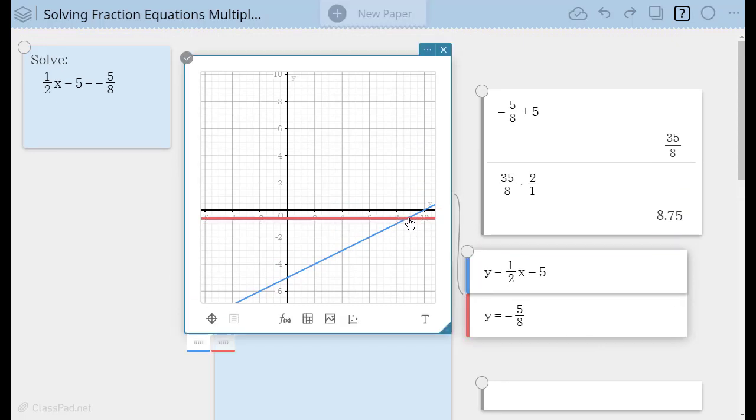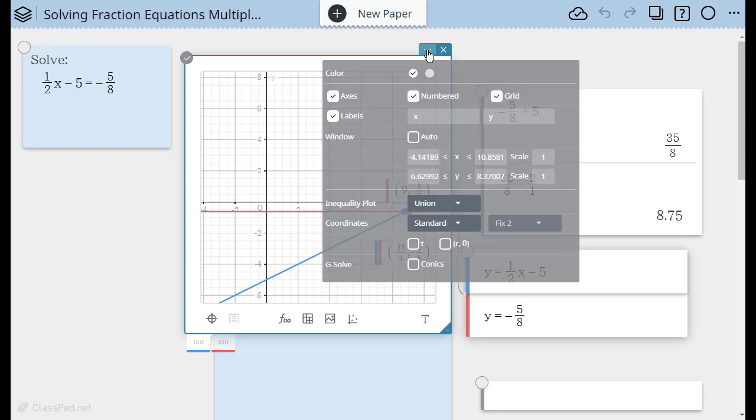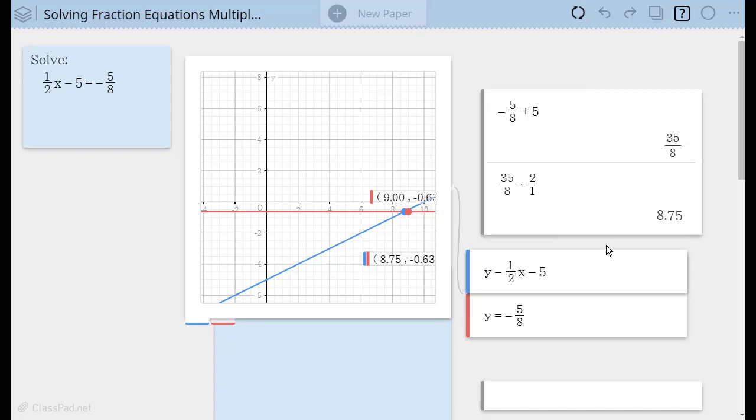So I can click this, and it will give me the value of where they intersect, and the intersection is where I have both colors showing up. Notice it's in standard form. If you want to see the decimal form, you're going to go up to the settings of the graph and change your solutions to be the decimal form. And you'll notice that it's, again, the 8.75 is the x value that makes them have the same solution. So graphing is another option.